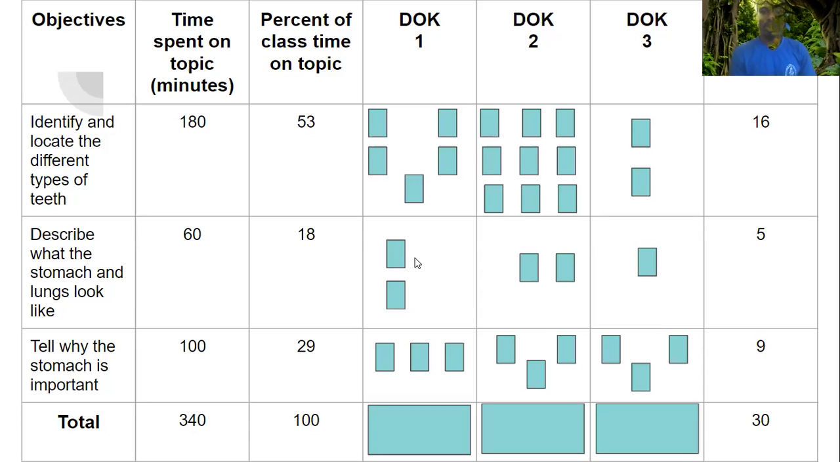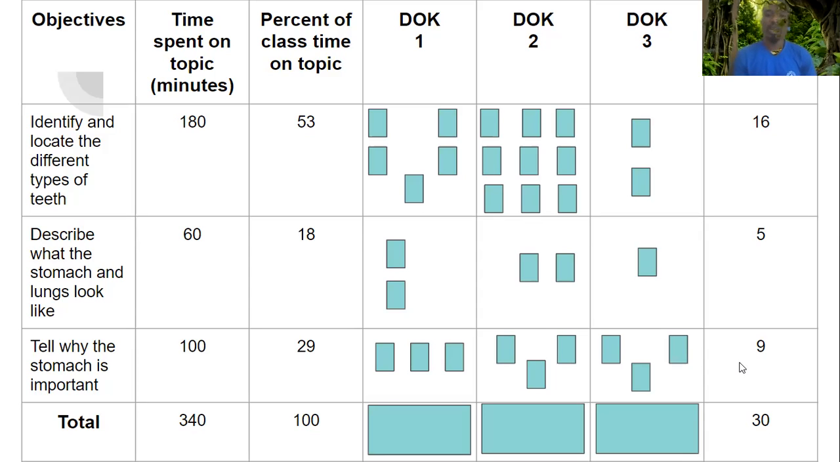I have 2 questions at DOK level 1, 2 questions at DOK level 2, and 1 at DOK level 3. That will give me 5. Very important. Objective number 3, I am supposed to have 9 questions testing this objective. So I have 3, I have 3, I have 3. At each level of thinking, I have 3 questions. So that would give me 9.